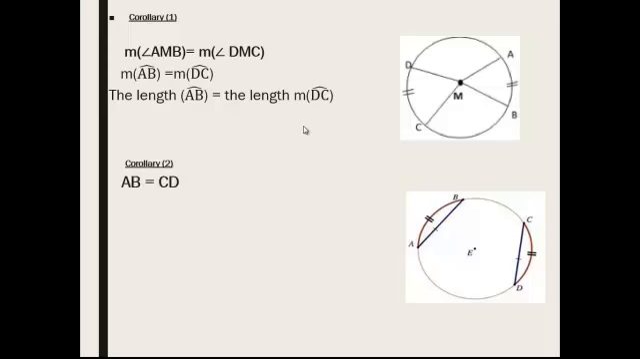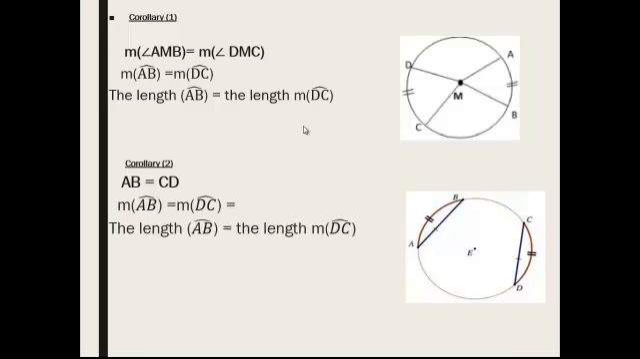I have another. If you have two chords equal in length, chord AB equals chord CD, then the measure of arc AB equals the measure of arc CD. Therefore, the measure of an arc equals the measure of another arc. Then the length of arc AB equals the length of arc DC.